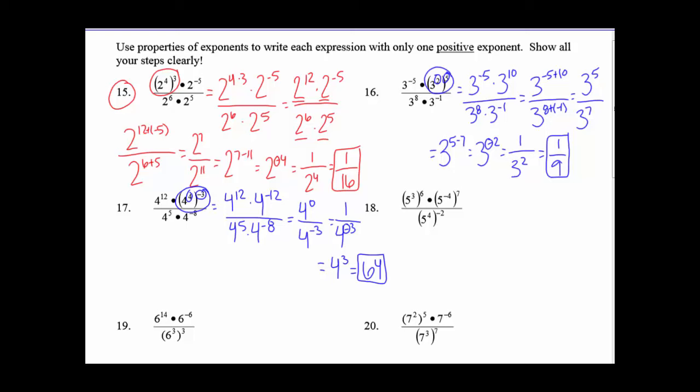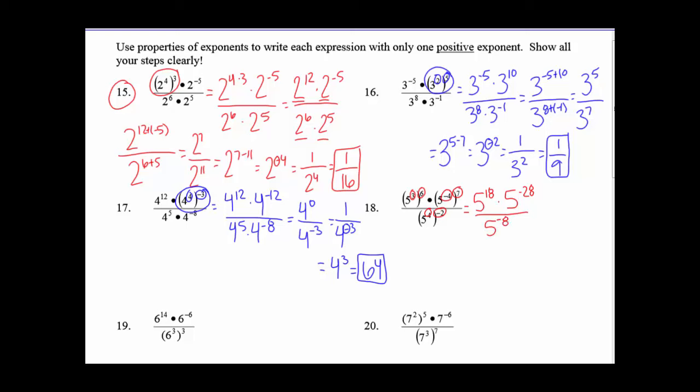All right, number 18. Got a few more steps in this one. So I'm just going to take it one piece at a time. So I have 5 to the 3rd raised to the 6th power. So I have a power to a power, so I can multiply my exponents. 3 times 6 will get me an exponent of 18. Similarly for the next one, negative 4 times 7 will get me negative 28. And on the bottom, multiply my exponents. 4 times negative 2 becomes negative 8.